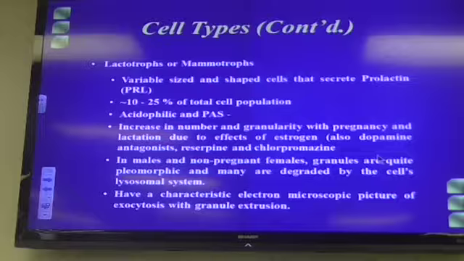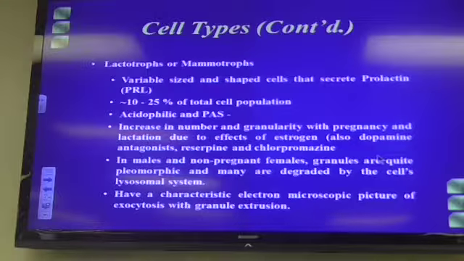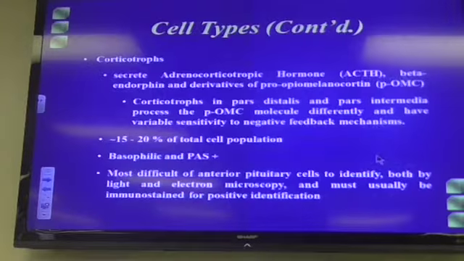In males and non-pregnant females, the granules are quite pleomorphic, and many are degraded by the cell's lysosomal system because usually does the male going to need a whole lot of prolactin? And if the female's not pregnant, do they want to have a whole lot of prolactin? No, they won't have to be lactating when they don't have to, right? They have a characteristic electron microscopic picture of exocytosis with a lot of granular extrusion. That's how they excrete their hormones, by this exocytosis going on.